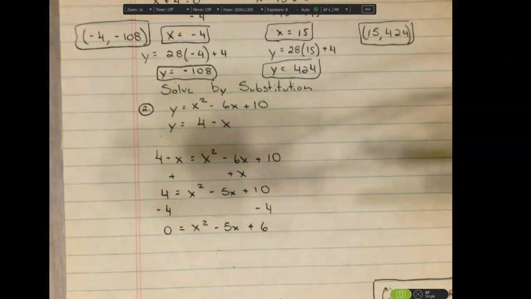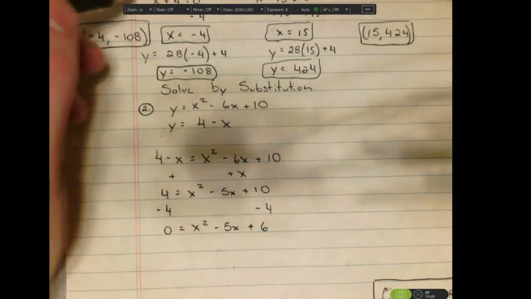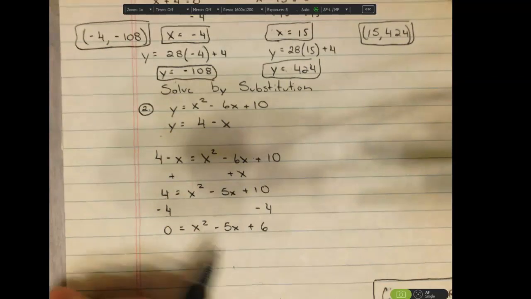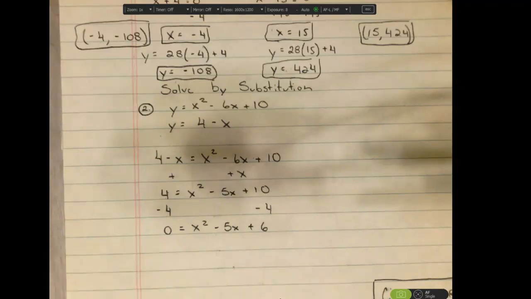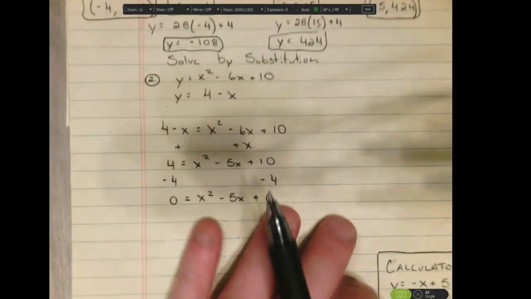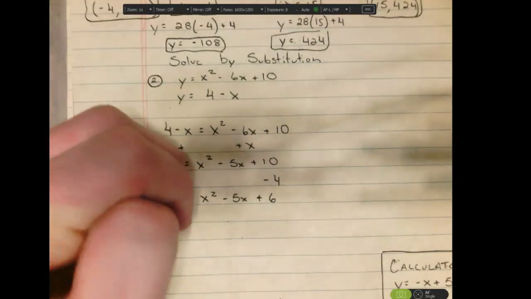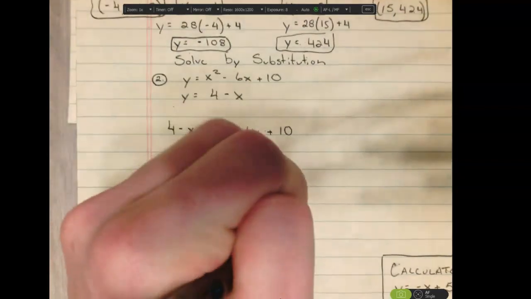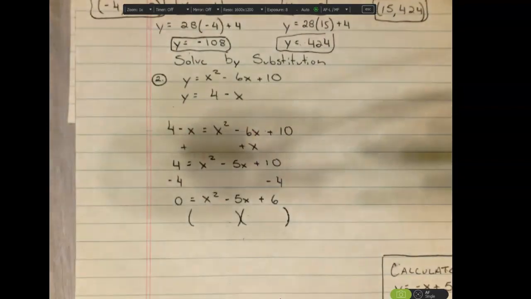And now, guys, where we're at, it's very similar to where we were with elimination. This method was maybe a little quicker. It just kind of depends, guys, on the problem that's given. But I think elimination and substitution move a lot faster than graphing. So now from here, I've got x squared minus 5x plus 6. I'm going to go through and factor again, just like we did with elimination. And I want to factor into two quantities that, when FOILed, will equal x squared minus 5x plus 6.